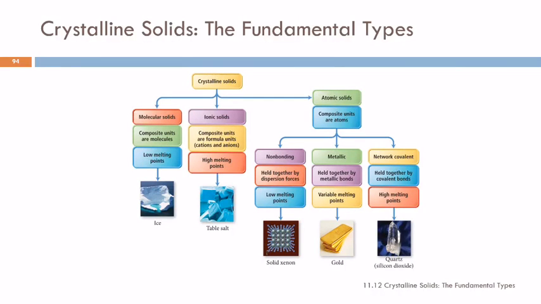So we've looked at how the individual units are arranged in a crystalline solid, but we can also divide crystalline solids by what those individual particles are. So this is kind of an overview of what we're going to talk about. Crystalline solids, we can divide these into molecular solids, ionic solids, and atomic solids. And then the atomic solids are further divided into three categories.